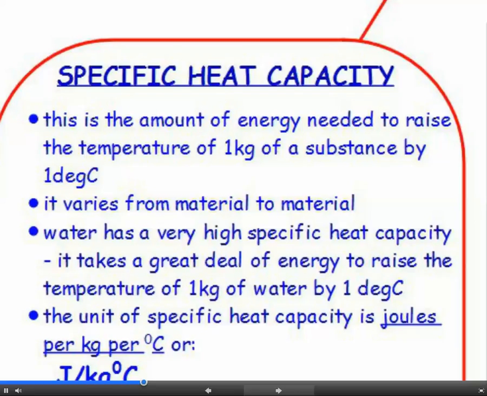Specific heat capacity. Now, this is the amount of energy needed to raise the temperature of 1 kilogram of a substance by 1 degree centigrade, and it varies from material to material. Now, water has a very high specific heat capacity. It takes a great deal of energy to raise the temperature of a kilogram of water by 1 degree centigrade, a surprisingly large amount, much more than many other substances.